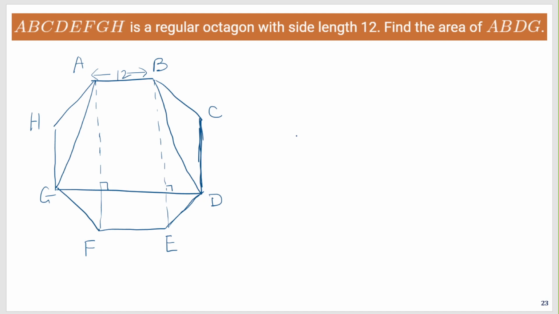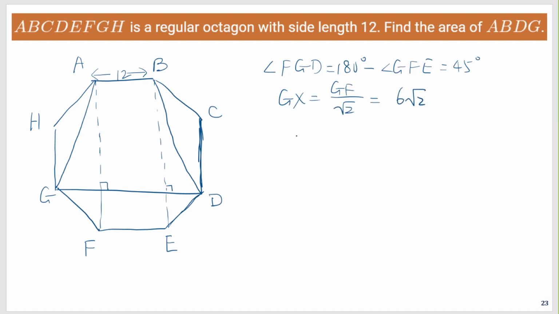Since GD is parallel to FE, then we have angle FGD equals 180 degrees minus angle GFE, which is 45 degrees. So triangle GXF is actually a 45, 45, 90 triangle, right? Therefore, we know GX equals GF over square root 2, which gives us 6 square root 2, right? Similarly, YD equals 6 square root 2. So let's call this point X and Y here. Sorry, I forgot to label them.